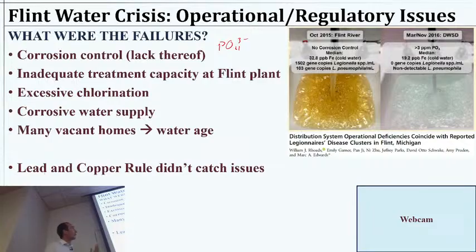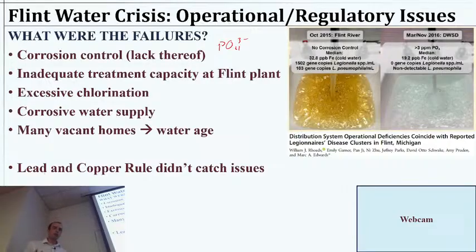Another issue was inadequate treatment capacity when they did the switch. So that led to excessive chlorination. Chlorine, by the way, if you didn't know, is fairly corrosive. So when we already have corrosion control problems, we're adding a bunch of extra chlorine. That's not ideal. The water supply itself was more corrosive. The fact that this wasn't caught and accounted for with corrosion control was the issue.